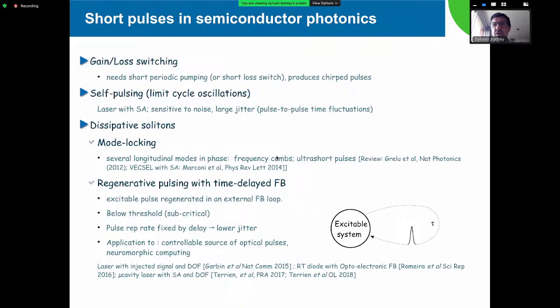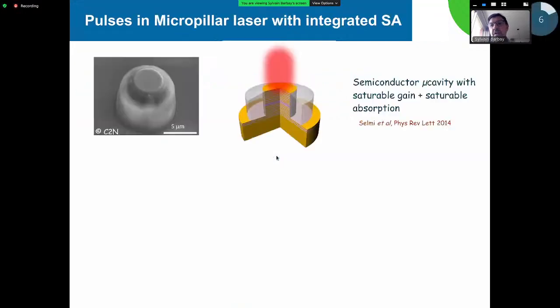But what I'm going to focus on today is another method, based on regenerative pulsing with time-delayed feedback. This method does not need a multi-mode system. You just need an excitable system which is coupled back to itself after a delay tau. What you need is a laser which works below, in fact, the laser threshold, so it can be energy efficient. The pulse rate is fixed by the delay, so this way you reduce the jitter considerably. The application of this kind of source can be to build a fully optically controllable source of optical pulses, or also for neuromorphic computing.